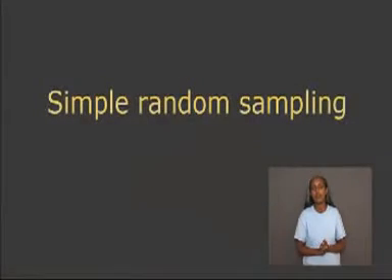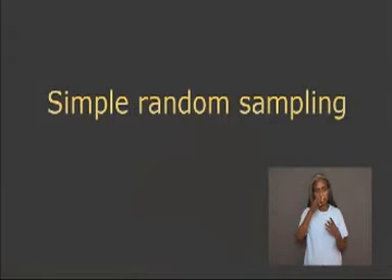In this unit, we will study 3 techniques of random sampling. These techniques are simple random sampling, systematic sampling, and stratified sampling. Simple random sampling uses 2 methods to achieve completely random samples. The first method is the lottery method.